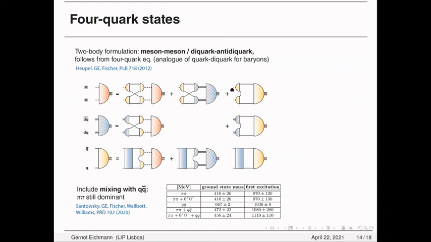Okay. So you have meson-meson, which produces intermediate QQ bar, and you have QQ bar, which produces intermediate four quarks, which becomes meson-meson or diquark-antidiquark.